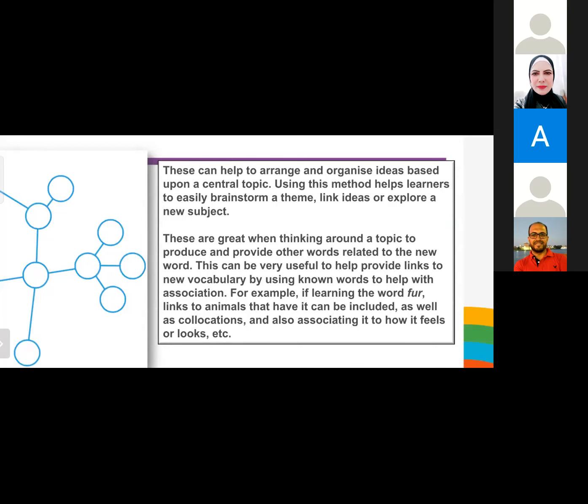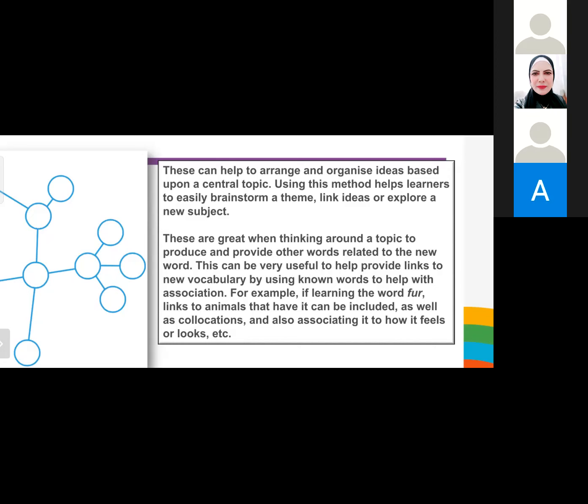These are great when thinking around a topic to produce and provide other words related to the new word. This can be very useful, of course, to help provide links to new vocabulary by using known words to help with association. For example, if learning the word fur, links to animals that have it can be included, as well as collocations and also associating it to how it feels or looks. So for example, can you mention an animal with fur? Which animal has fur? Which animal has fur?